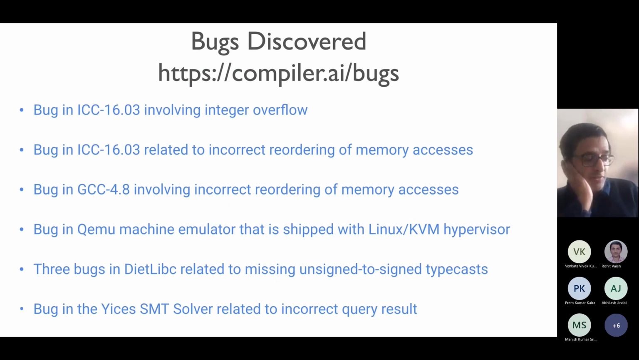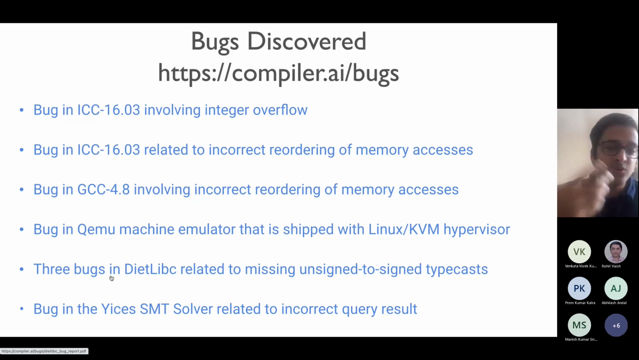Over the years, we have found several bugs in compilers and other software, such as the QEMU binary translator, a C library, and an SMT solver. So we have found bugs in the ICC compiler, GCC compiler, and these software as well. In all these cases, how did we find these bugs? We were not actually looking for bugs in these software. I mean, rarely do we find bugs in these very well-used software.